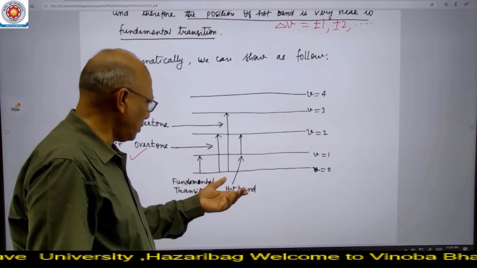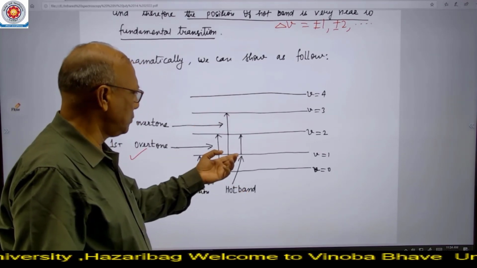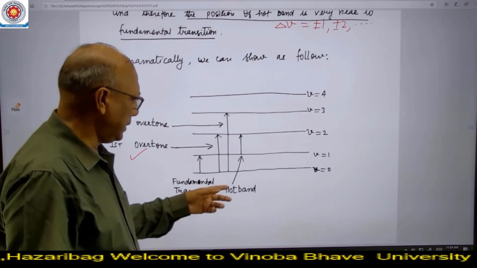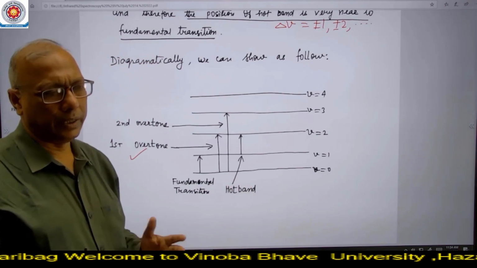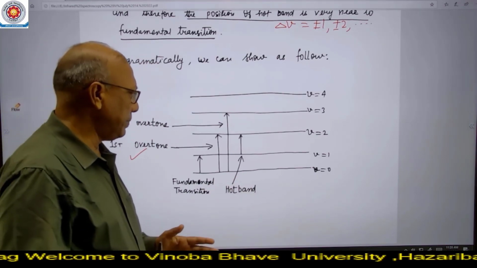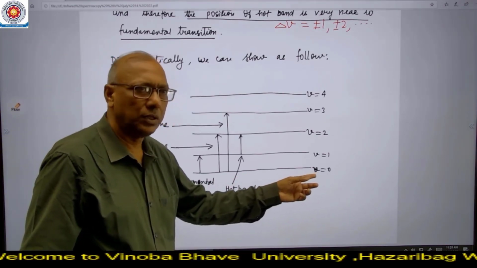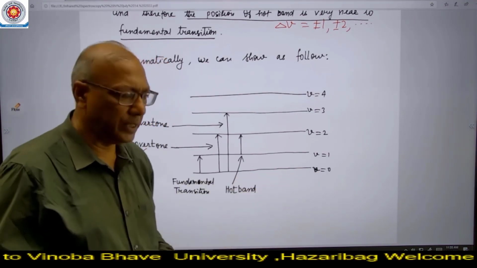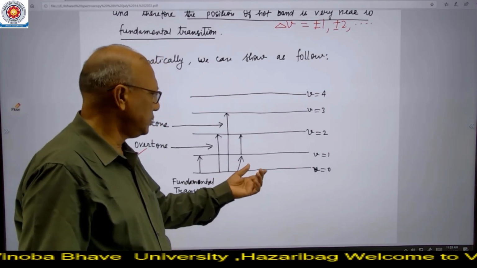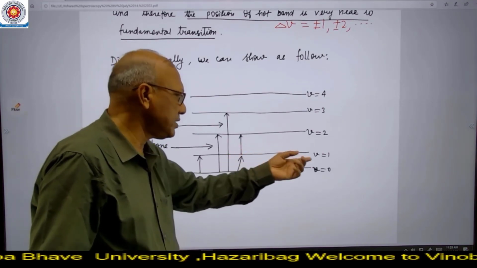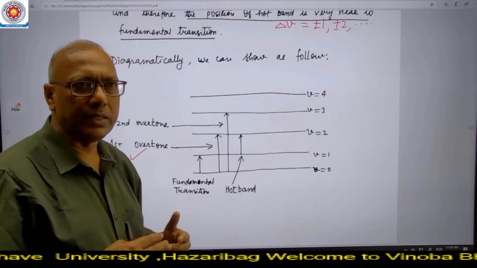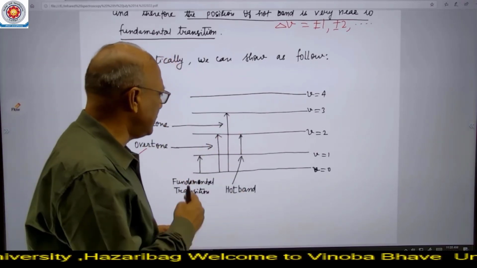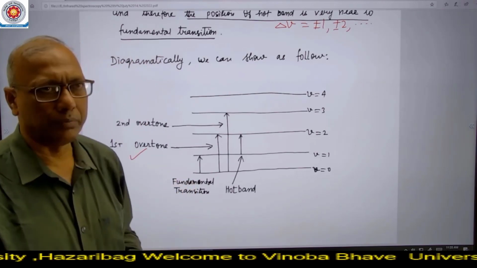And for the hot band, the transition is V equal to 1 to V equal to 2. The reason we have already discussed: at ordinary conditions, that is at room temperature, the maximum population is in V equal to 0, that is most of the particles are present in V equal to 0. When we increase the temperature, some of the particles jump to the just higher energy level, that is V equal to 1, and then the transition takes place from V equal to 1 to V equal to 2, and this transition is called the hot band.